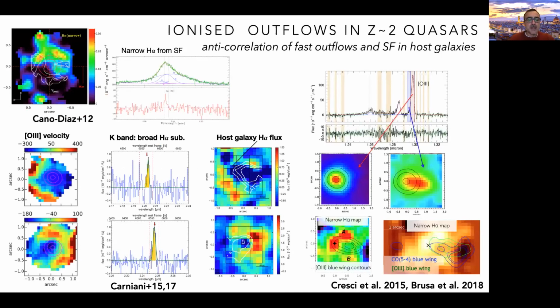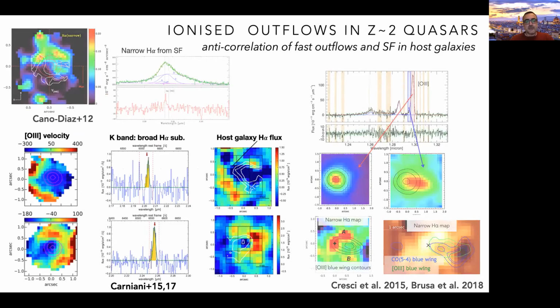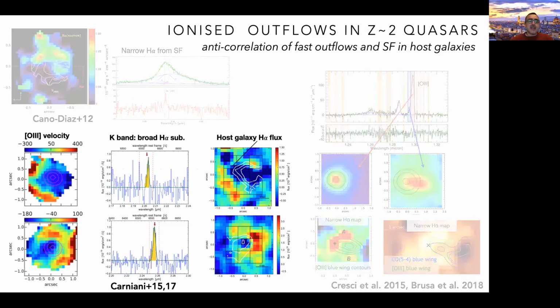First of all, this is an example of what we have done in the high redshift part. I would like to focus you just on these figures, and on the left you can find the kinematical maps, the velocity maps that you get from the [OIII] emission of two high redshift quasars, and you clearly see that you detect two conical outflows.